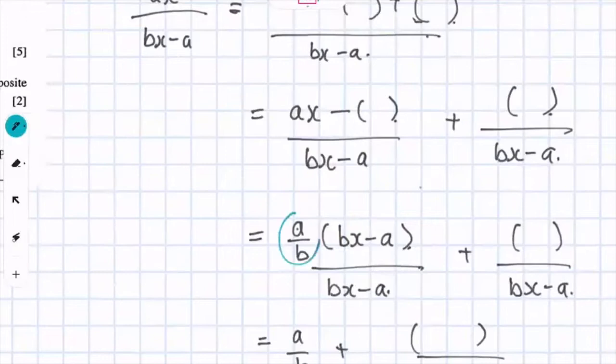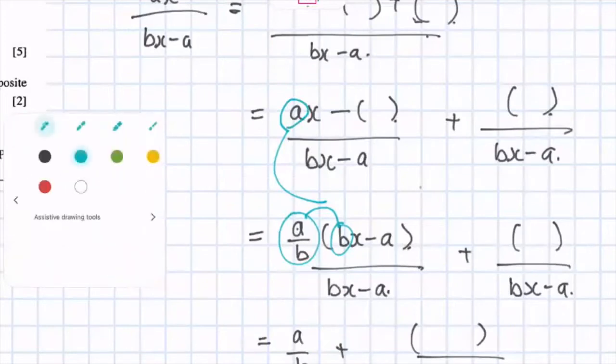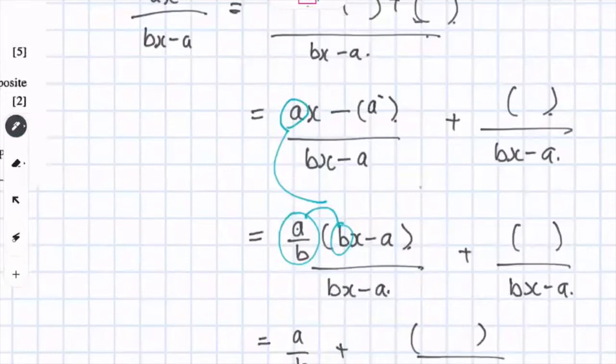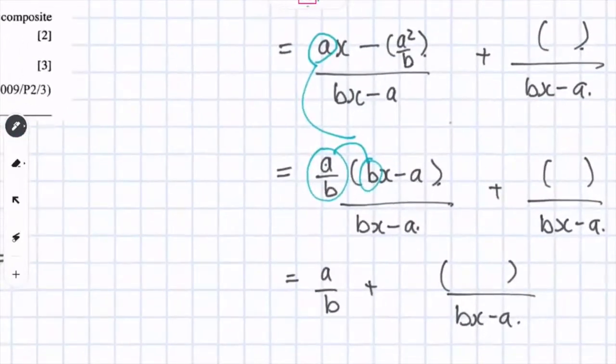This one. Agree? Yes. A over b times minus a is how much? Negative a square over b. Yes. But how do I know to split it up like that? You must make sure the denominator cancels. So you put bx minus a, so that the bx minus a must cancel.